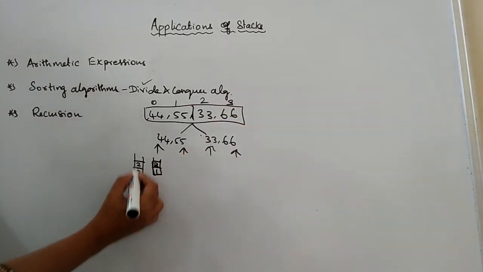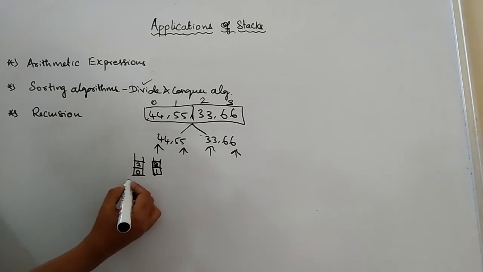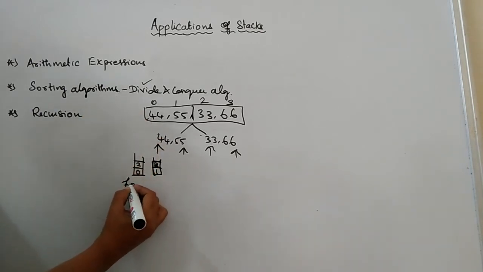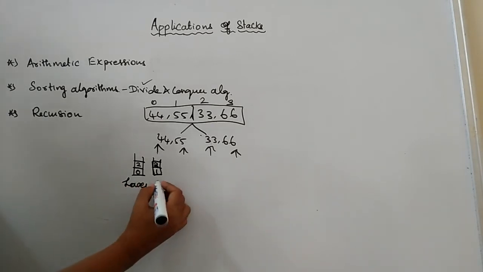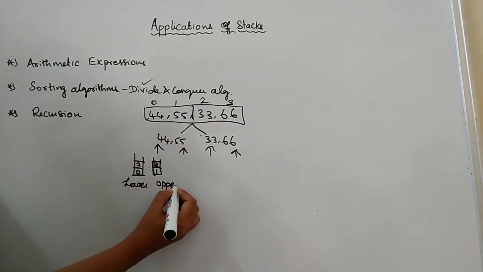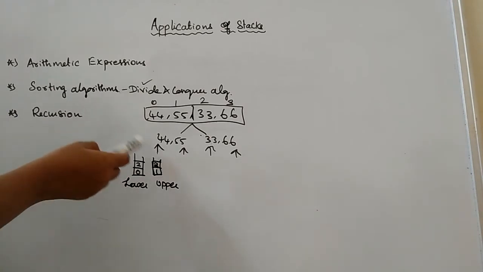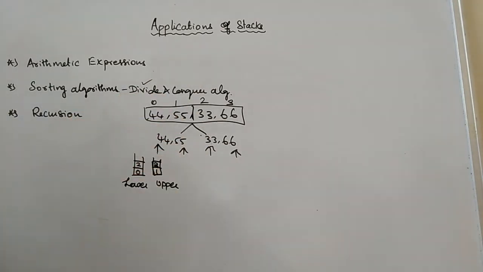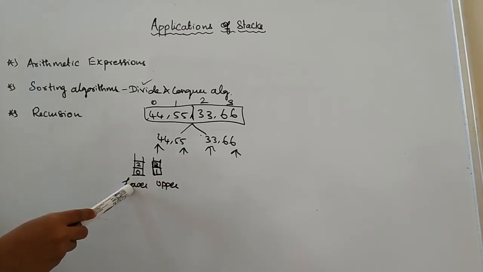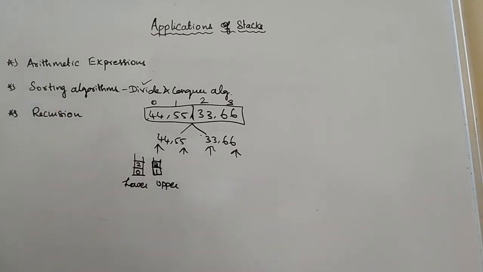So here the stack is used to store the lower bound alone. We may call this one lower, and here we make use of the upper bound alone. So you can call this upper. For this application only, we make use of the stacks. For what application? Just for storing the lower bound and upper bound for each subset, we make use of the stack. So in such a way, lower is one stack and upper is another stack.